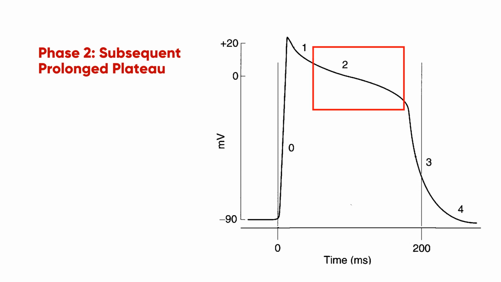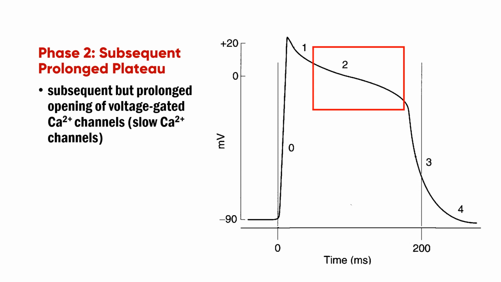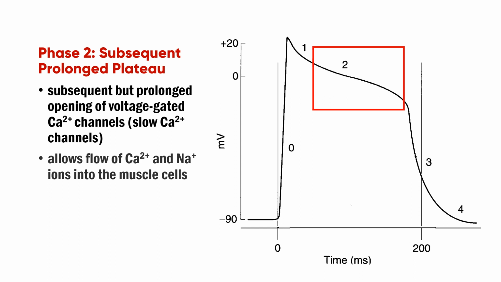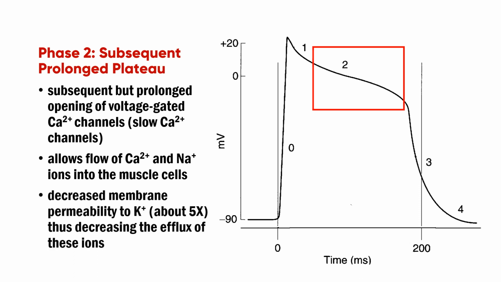Phase 2 is the subsequent prolonged plateau. What happens here is that there is subsequent but prolonged opening of voltage-gated calcium channels, or slow calcium channels, which allows flow of both calcium and sodium into the cardiomyocytes. At this point, there is decreased membrane permeability to potassium, by about 5 times, thus decreasing the efflux of these ions. Basically, the plateau in the AP curve of ventricular muscles is due to the very slow repolarization as a result of the prolonged retention of positive ions inside the cells.